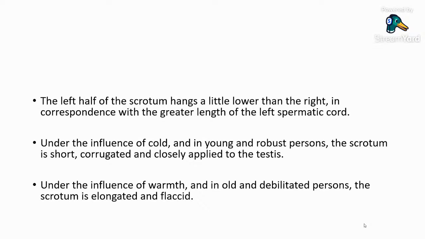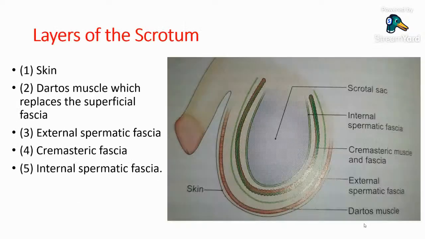the scrotum is elongated and flaccid. This is due to relaxation of the dartos muscle in debilitated persons. And it is stiff and very strong, as well as short and closely applied to the testes, in young healthy persons, due to contraction of the dartos muscle. So this muscle is most important in regulation of temperature within the scrotum.